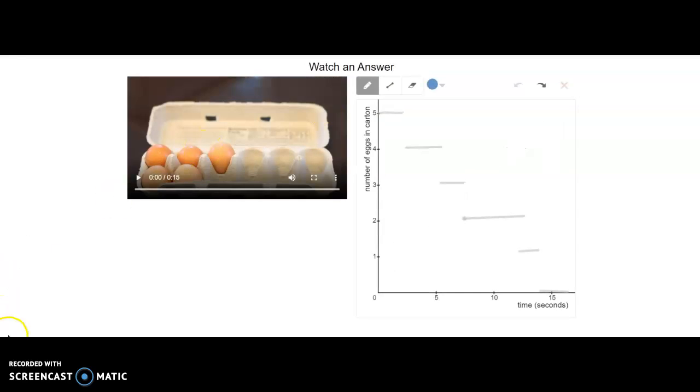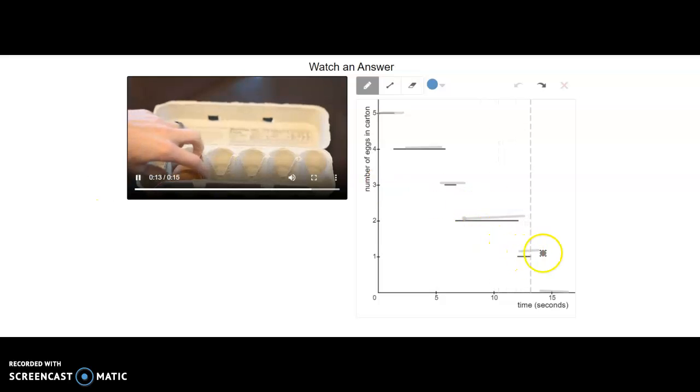Looking at the second one here with the eggs. All right, let's look at our egg video now. Let's see. Start off with 5. Oh, I was a little off. It went down to 4 pretty quickly, but that's okay. Went down to 3 and then 2 eggs, and then went down to only 1 egg, and then no eggs.